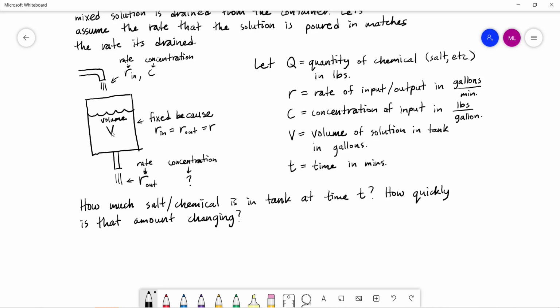Alternatively, maybe we have a really high concentration to begin with. Maybe initially it's something like 5 pounds of salt per gallon early on, and we're pouring in something that only has 1 pound of salt per gallon. Well, in that case, as this mixes, we would expect the quantity of salt in the tank to eventually lower to the point that the concentration within the tank matches the input concentration of 1 pound per gallon. What I'm suggesting is it all is going to depend on the initial behavior.